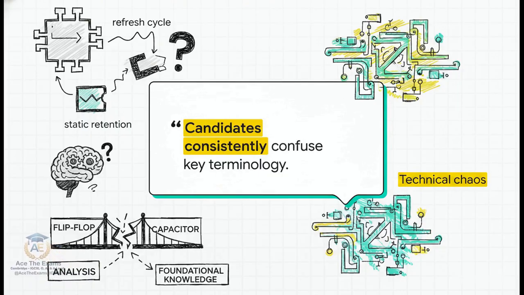Guys, this isn't just about spelling words correctly. This is about candidates talking about the refresh cycles of a flip-flop or the static retention of a capacitor. It is absolute technical chaos, and it immediately signals to the examiner that the candidate fundamentally does not understand the underlying physics and logic of the architecture. When you blur these terms, your entire explanation just falls apart, and the examiner cannot award you points for analysis because the foundational knowledge is completely flawed.